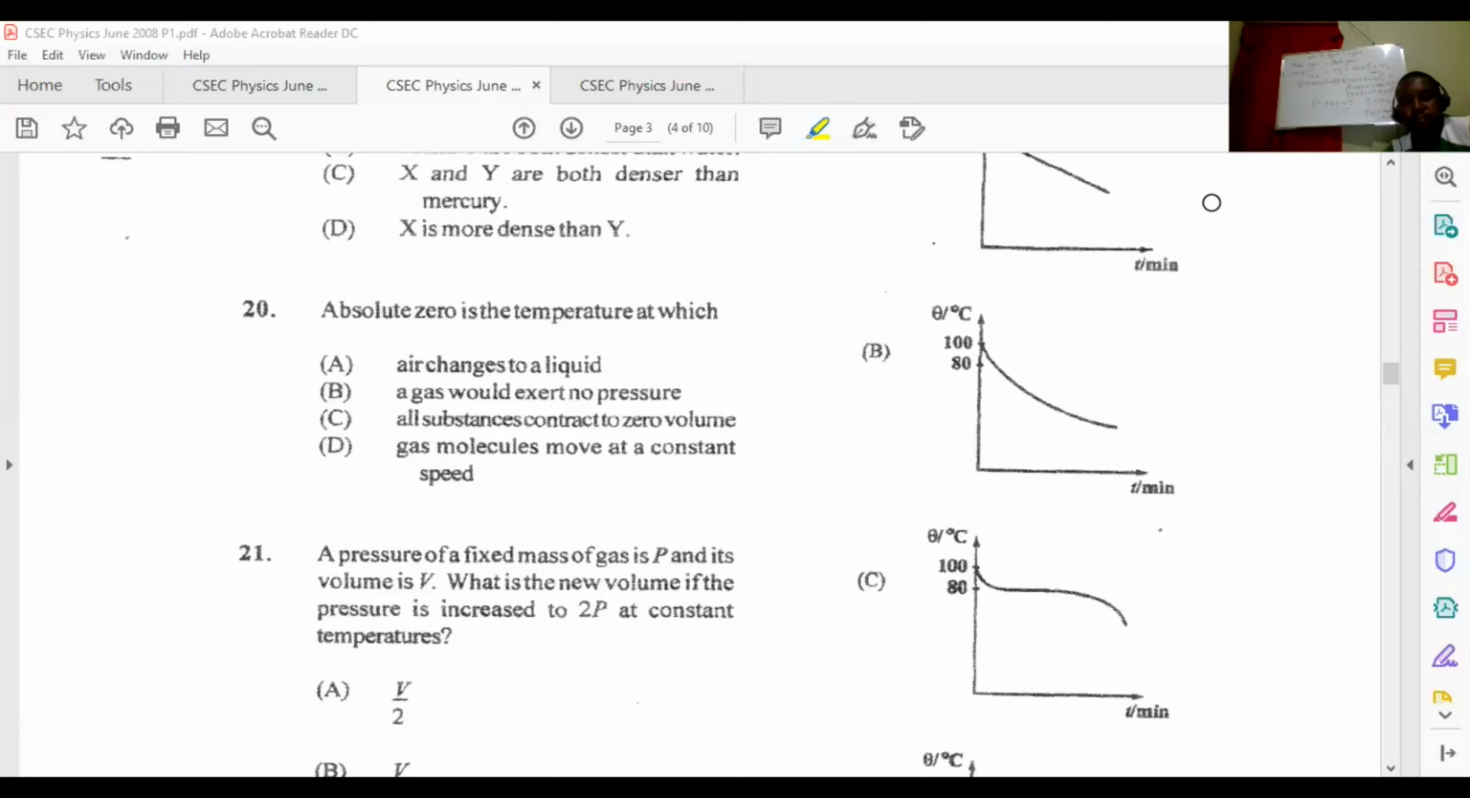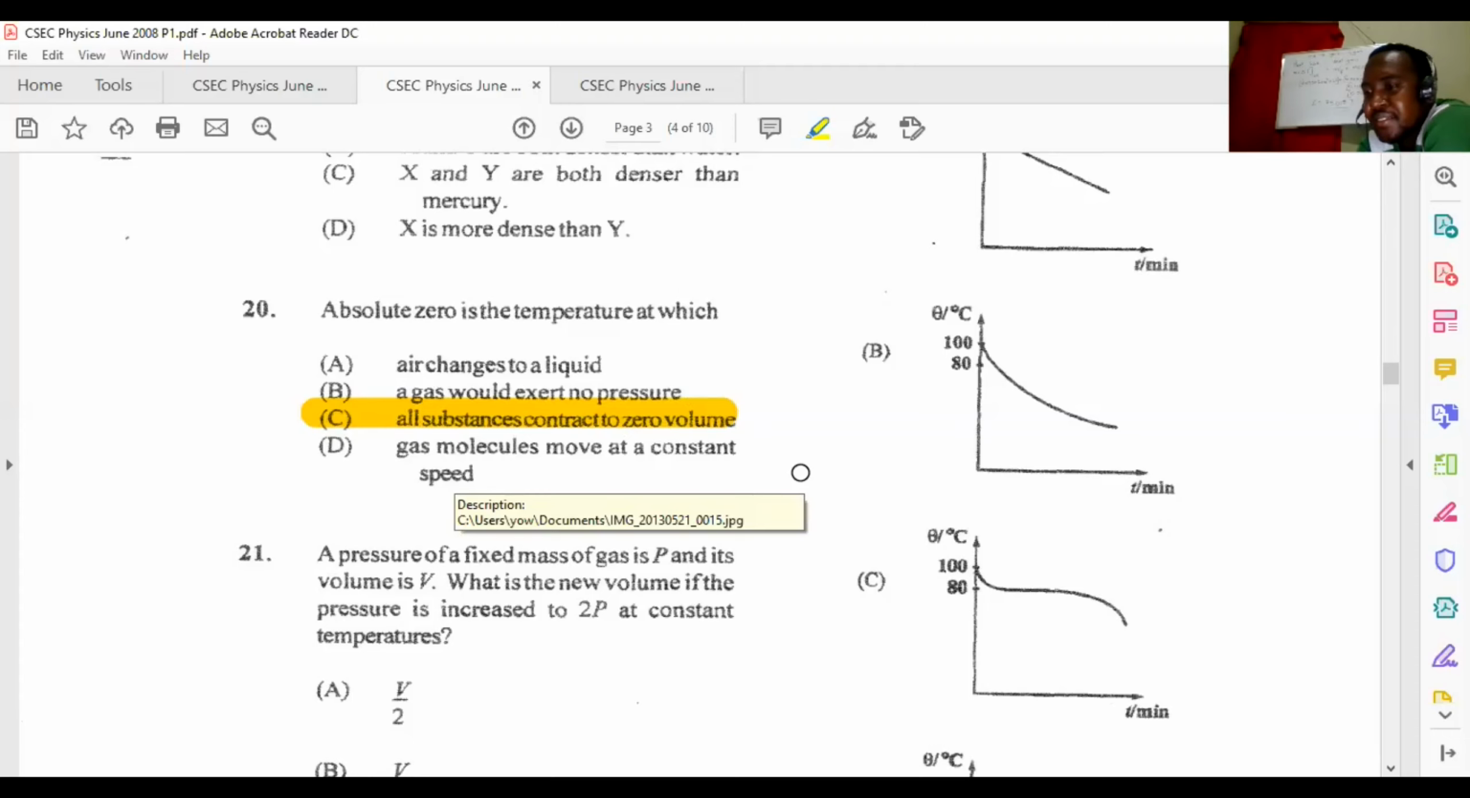That'd be B. I know it's C. C. Yes. So what absolute zero is, it's actually the lowest temperature a substance can attain, right?